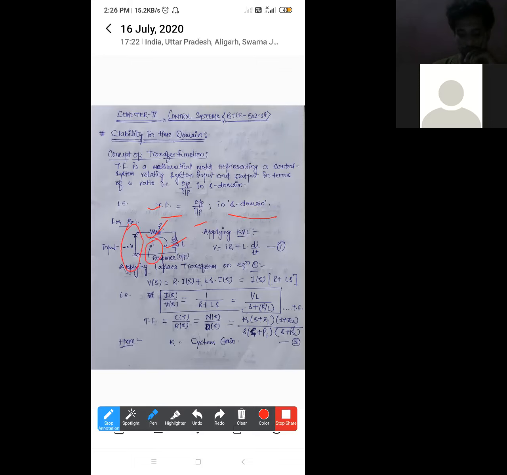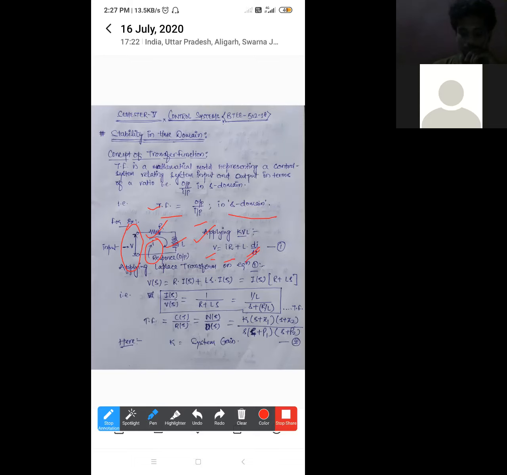So for this circuit, we can write one KVL equation. If we write the KVL equation, we can write V, the input voltage, equals IR plus L di by dt. So here IR is nothing but the voltage drop across the resistor R, and L di by dt is nothing but the voltage drop across the inductor. So IR plus L di by dt is equal to the input voltage. We have denoted this equation as equation 1.